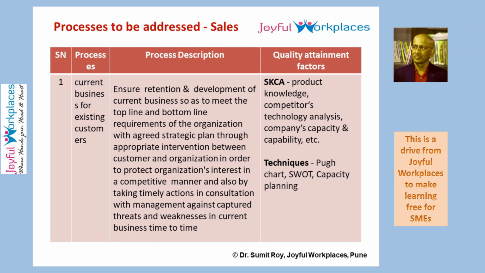What would be the process description? Ensure retention and development of current business so as to meet the top line and bottom line of the company, meaning the revenue generation and also the profit of the organization, with the agreed strategic plan which has been decided by top management, through appropriate intervention between customer and organization in order to protect the organization's interest in a competitive manner, and also by taking timely action in consultation with management against captured threats and weaknesses in current business from time to time.